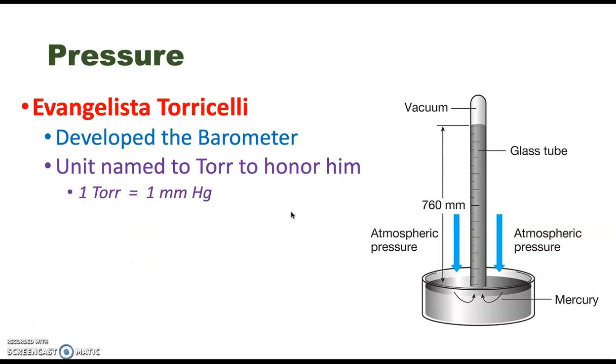So this guy, Evangelista Torricelli, he developed the barometer. So the unit 1 millimeter of mercury is also called 1 torr. And I already warned you, there's a lot of pressure units. They are hard to keep track of. You don't have to worry about them too much. We're mostly going to work with atmospheres when we get to calculations.